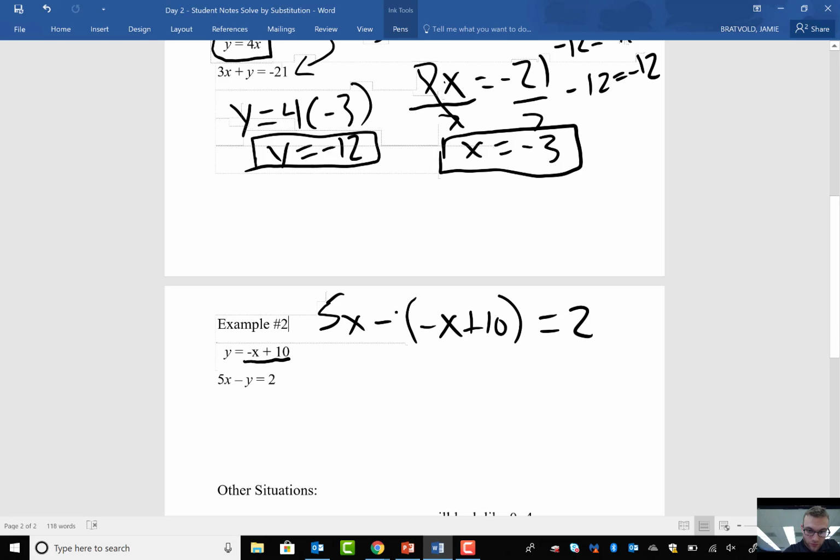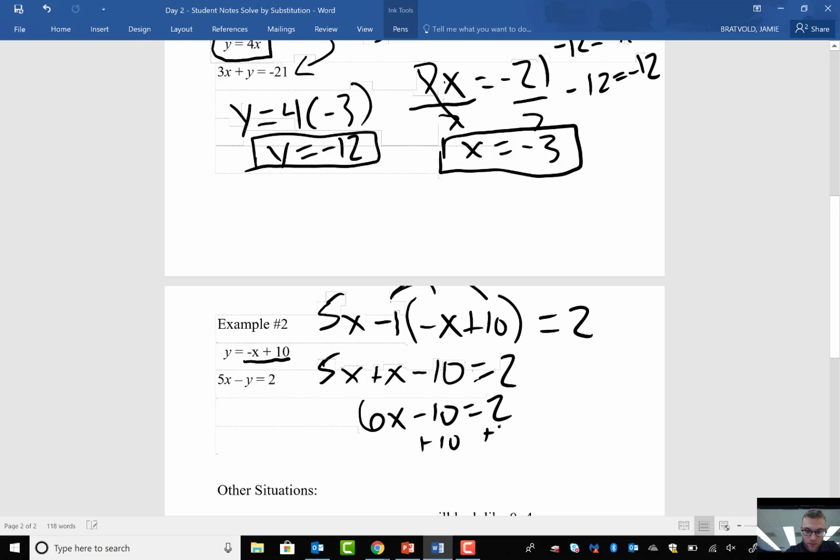So remember, it's almost like there's a 1 here, and we're going to distribute. So distribute it there and distribute it there. So then we're going to have 5x plus x, because a negative 1 times a negative x is a positive x, and then a negative 1 times a positive 10 is minus 10, equals 2. Combine our like terms, 6x minus 10 equals 2. Add 10, 6x equals 12.